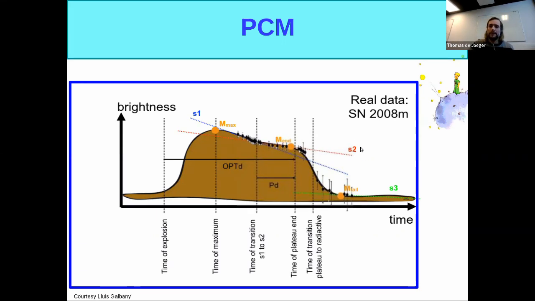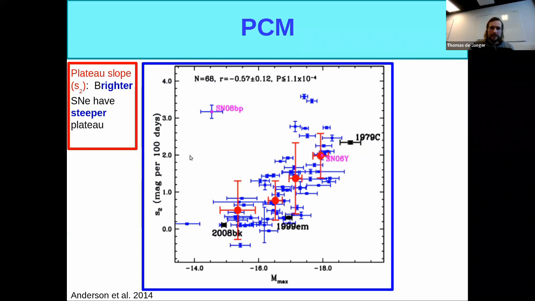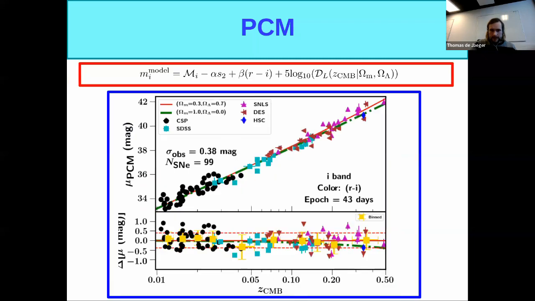And when you look at the correlation between the slope and magnitude, you find a correlation. So this is the S2 slope, the plateau slope, and the absolute magnitude. And you can see that brighter supernovae have steeper plateaus. So instead of using the velocity, you can use the color to calibrate the type 2 supernovae. So this will be very interesting for the next generation of surveys, like LSST, for example, the Rubin. So this is one of the diagrams I published.